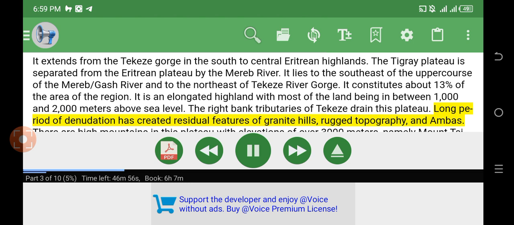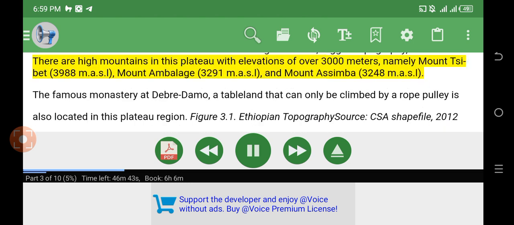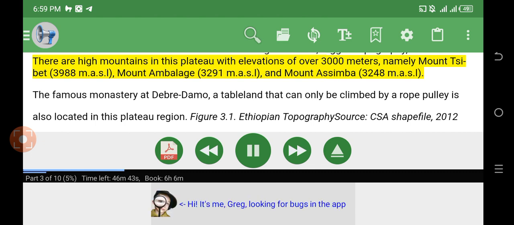There are mountains in the plateau with elevations of over 3,000 meters, namely Mount Sabet, 3,988 meters a.s.l., Mount Ambalaj, 3,291 meters a.s.l., and Mount Asimba, 3,248 meters a.s.l. The famous monastery at Debre Damo, a tableland that can only be climbed by a rope pulley, is also located in this plateau region.